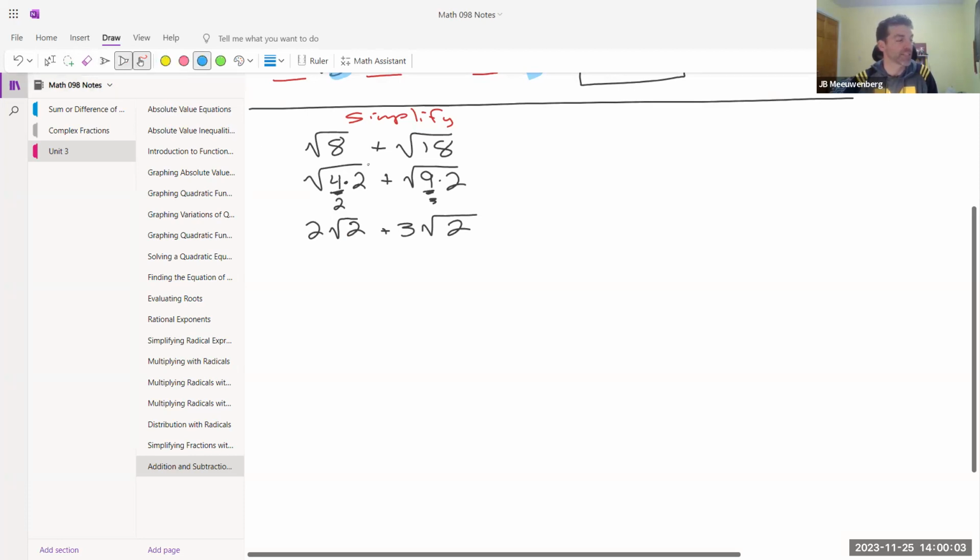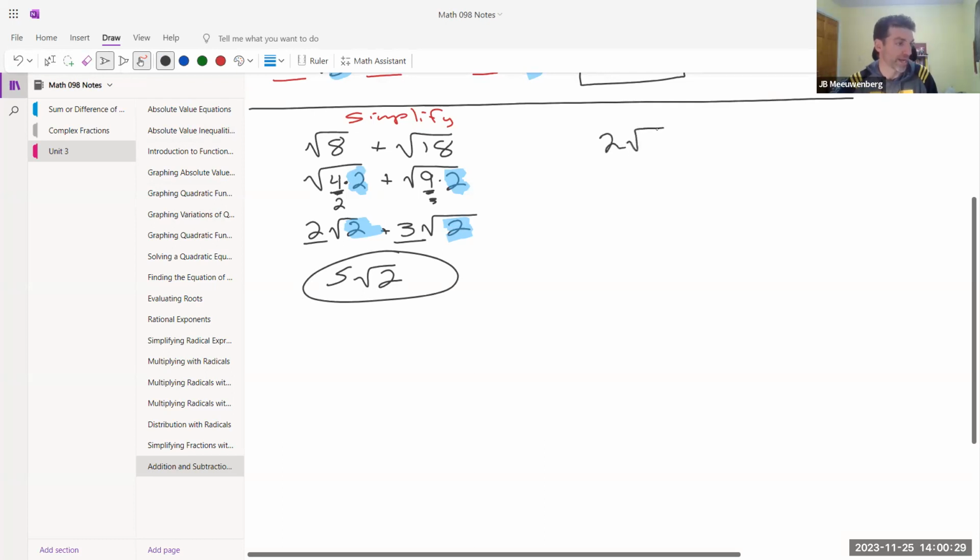So again, notice they both had this 2 as a factor, and those 2's stayed on the inside. So now we can add them. Now we can add them, adding the coefficients to make it 5 radical 2. So we simplified first, and then we added those coefficients.